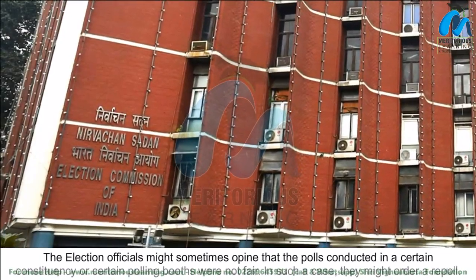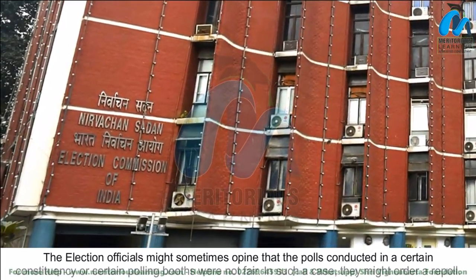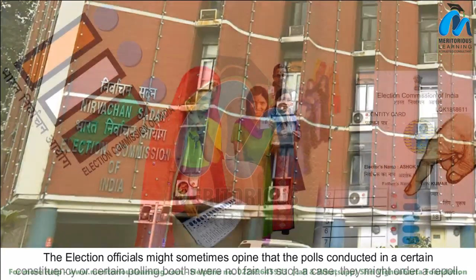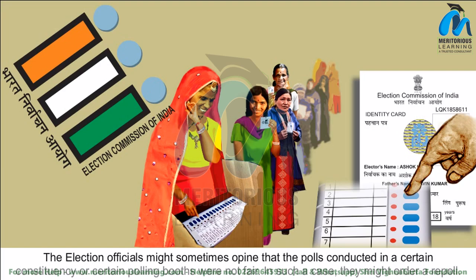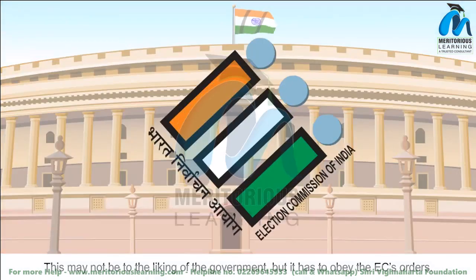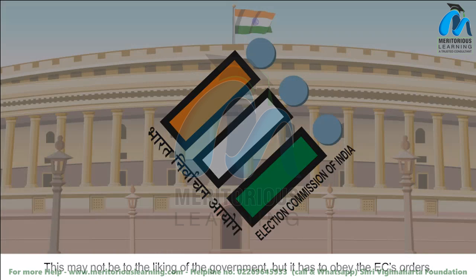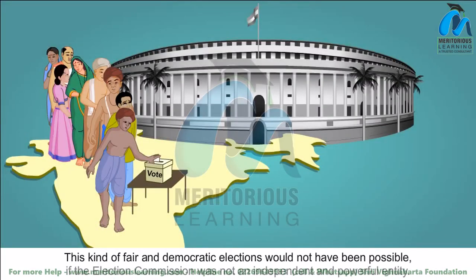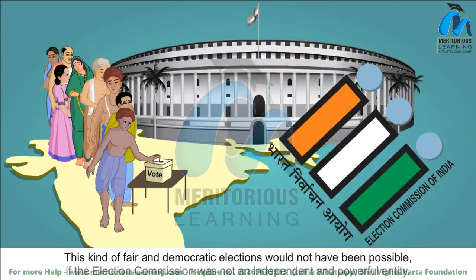The election officials might sometimes opine that the polls conducted in a certain constituency or certain polling booths were not fair. In such a case, they might order a repoll. This may not be to the liking of the government, but it has to obey the EC's orders. This kind of fair and democratic elections would not have been possible if the Election Commission was not an independent and powerful entity.